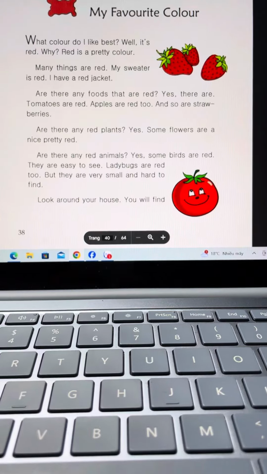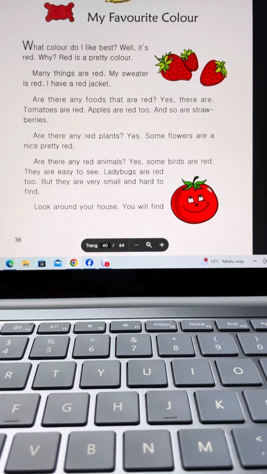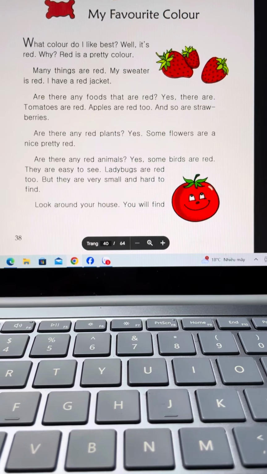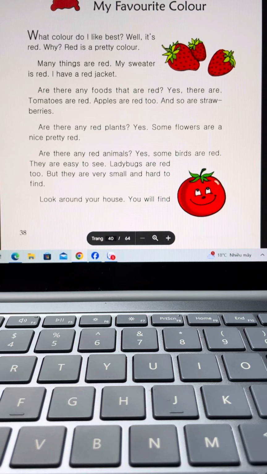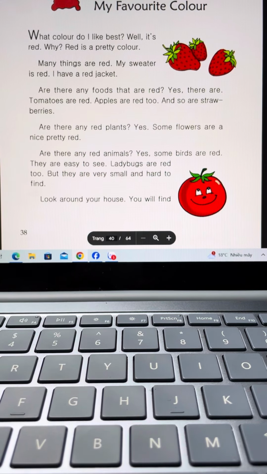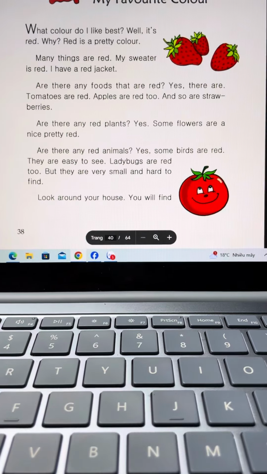Are there any foods that are red? Yes, tomatoes are red. Apples are red too. And so are strawberries. Are there any red plants? Yes, some flowers are a nice pretty red.